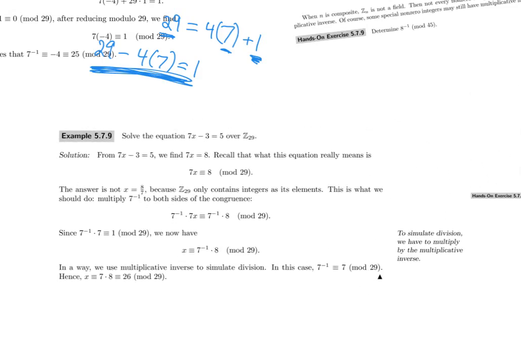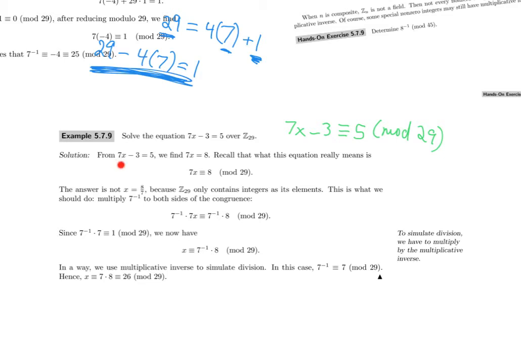Now let's consider equations. Suppose we have the equation 7x minus 3 equals 5. We want to solve this over Z mod 29. In other words, we're actually trying to solve the congruence 7x minus 3 is congruent to 5 mod 29. That's equivalent to the task that we're being asked to do.